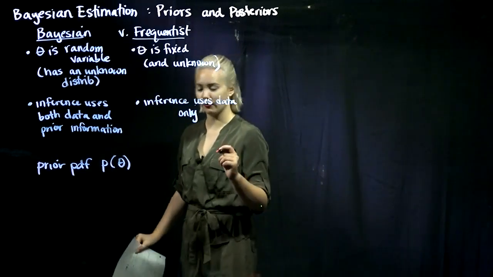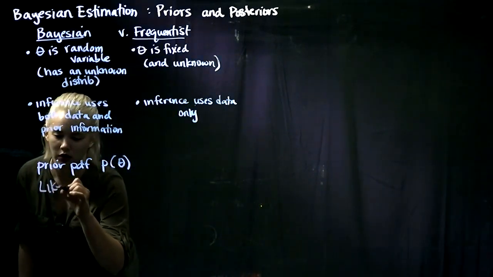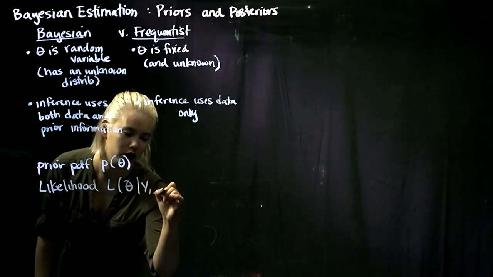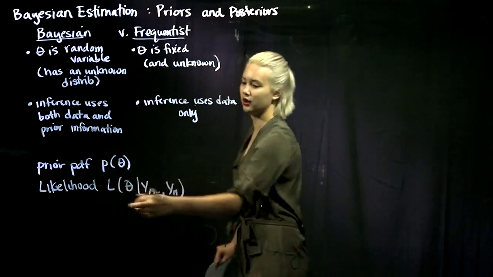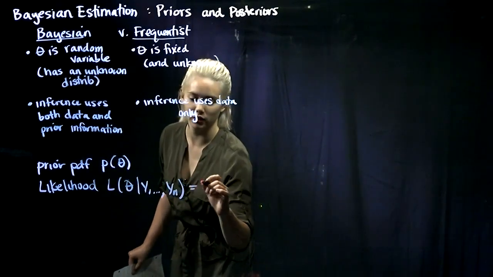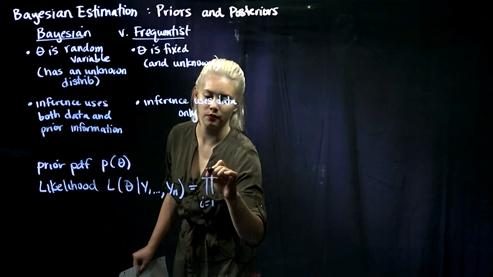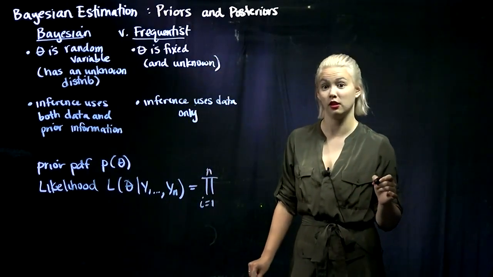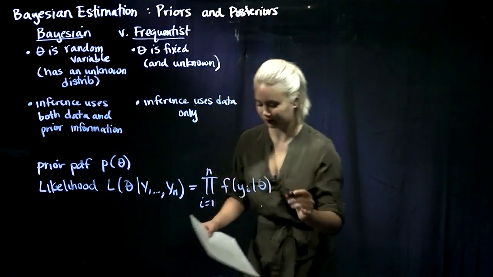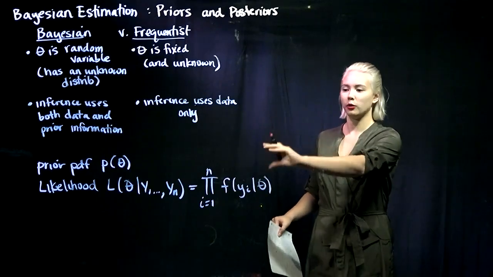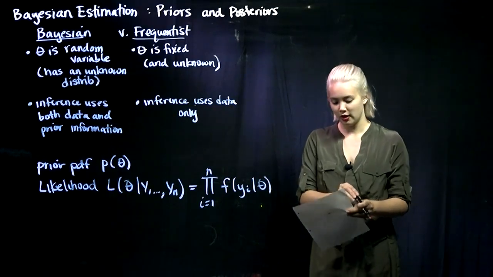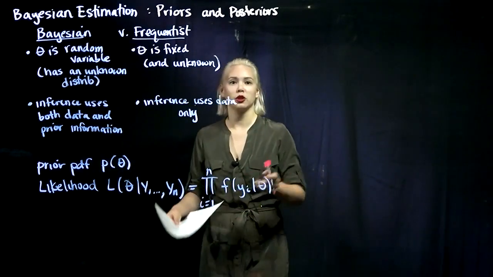So remember the form for the likelihood. We have the likelihood for our parameter theta given all the data that we have collected. Remember, this is usually equal to the product of the univariate PDFs. So we have the prior, and we have the likelihood specified. Now we can go ahead and specify what's called the posterior distribution.